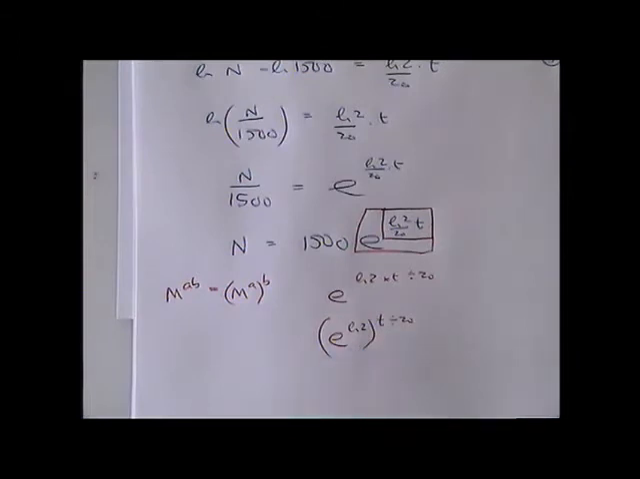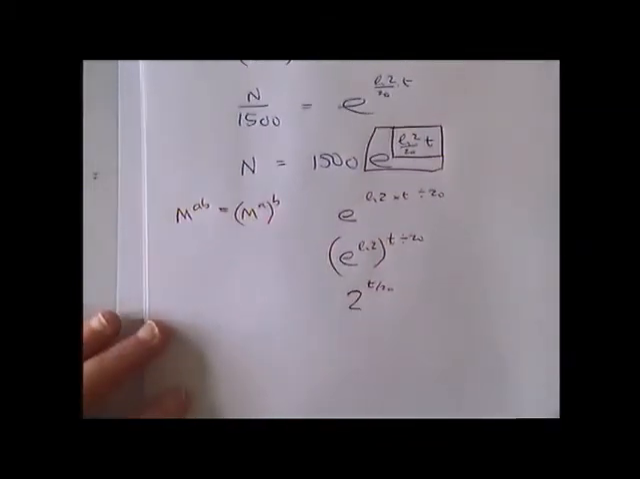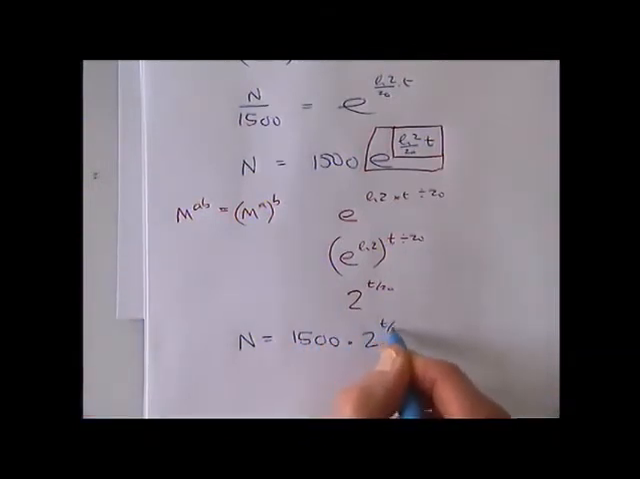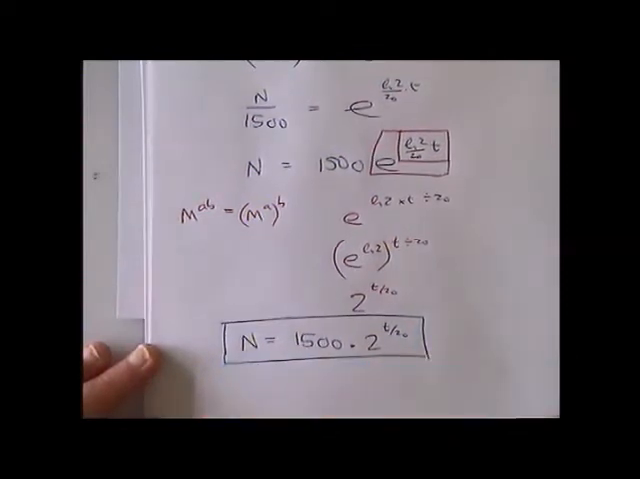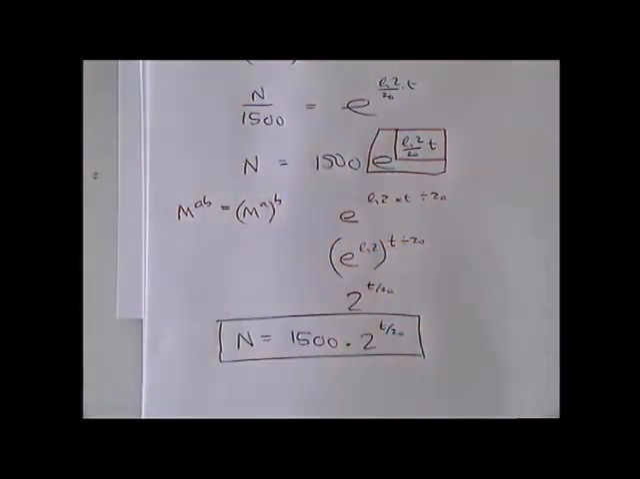But what's e to the log of 2? 2. So I've got here 2 to the power of t divided by 20. So that red box bit there is this. So actually what I've got here is n equals 1500 times 2 to the power of t over 20. And that is the best way of writing down the solution to that equation. So that is playing around here using laws of indices, things like that.